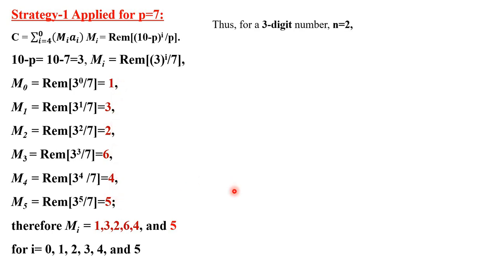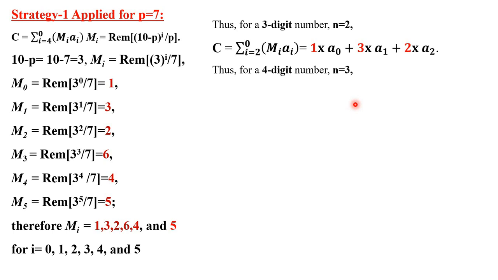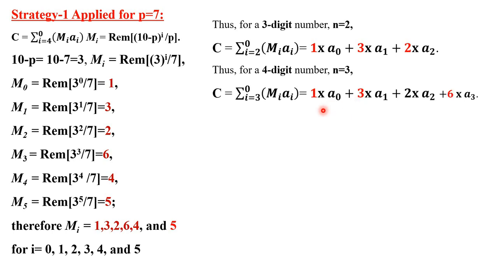Now, let us see a quick example. Say, for example, a 3-digit number. So, what would be your C? Mi, Ai, and Mi is 1, 3, 2, for i equals 0, 1, 2. So, 1, 3, 2 in red color, multiplied by the corresponding A0, A1. Similarly, if you go for a 4-digit number, then it is again 1, 3, 2 and 6.